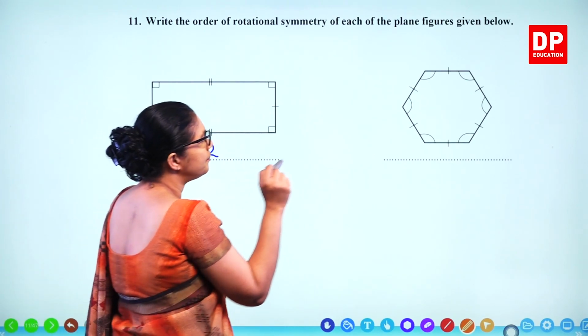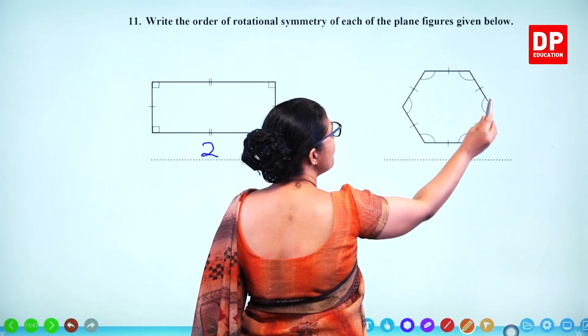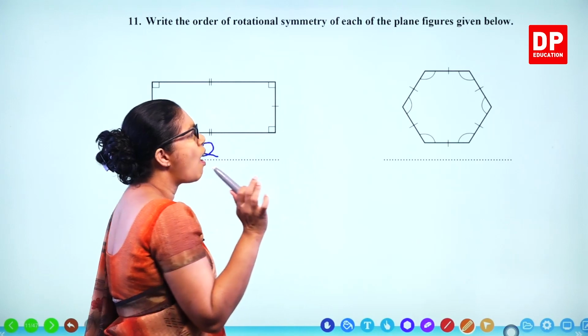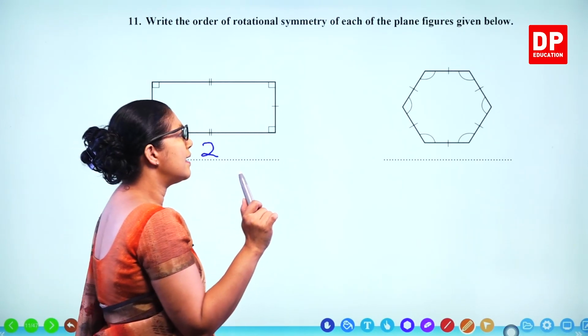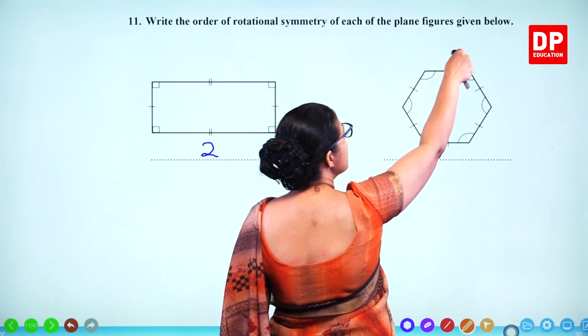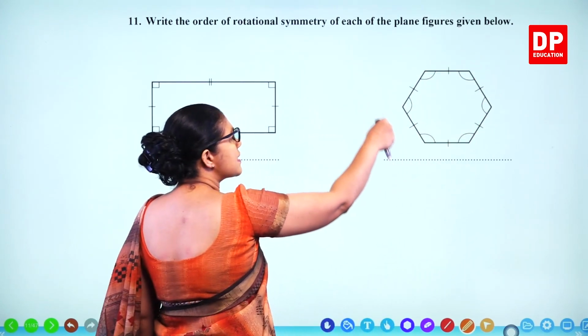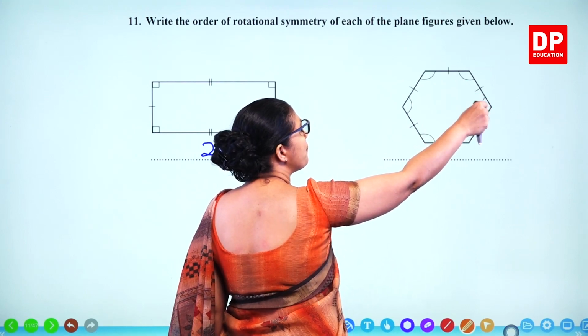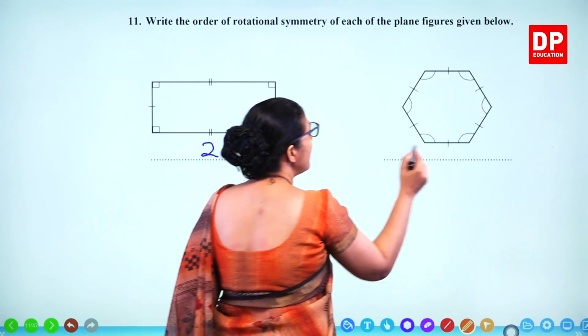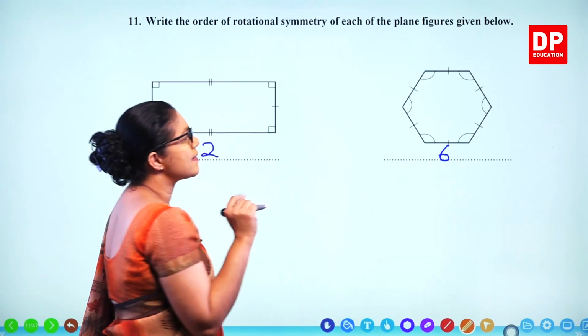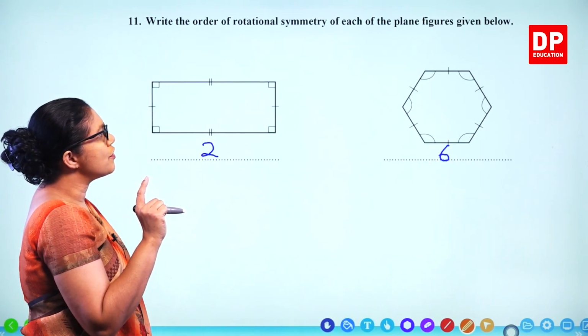What about this one? 1, 2, 3, 4, 5, 6. That's a hexagon. All sides and angles are equal. Regular hexagon. That means when you rotate 6 times, you get the same shape. So here, that means order is 6. Order of rotational symmetry is 6.